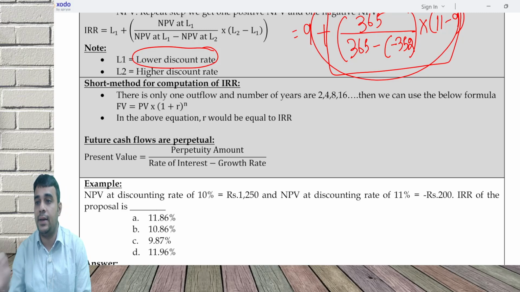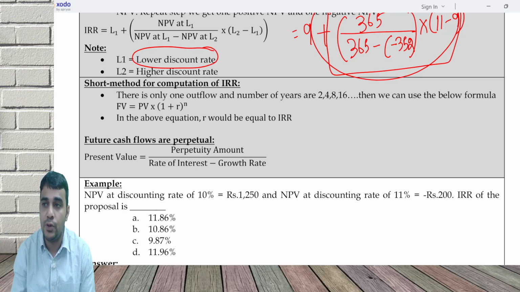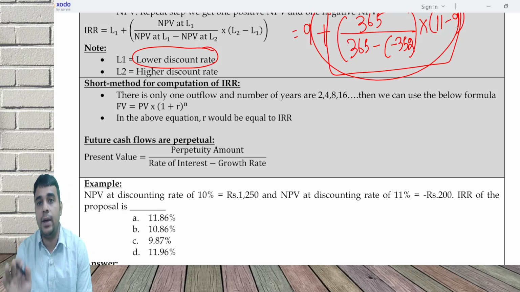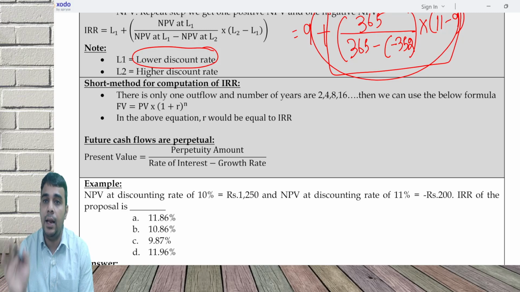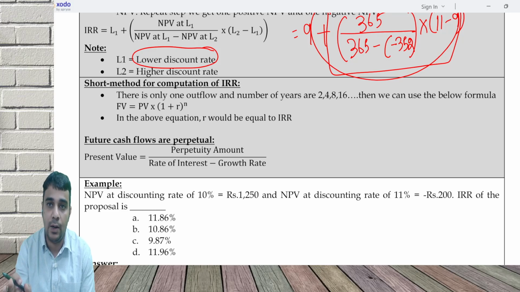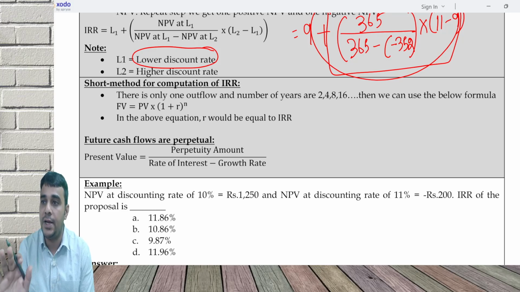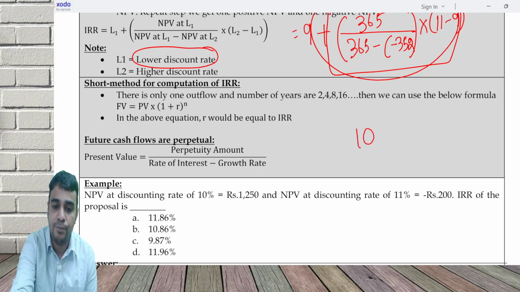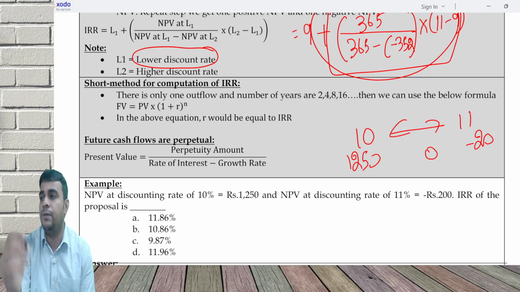You can do it in the timeline approach. You can do it in the formula approach, whichever is comfortable for you. The formula is L1, where L1 means lower discount rate, plus NPV at L1 divided by NPV at L1 minus NPV at L2, into L2 minus L1. This is an interpolation technique. The logic says you have 10, you have 11. 10 is 1250. 11 is minus 200. Somewhere in between you have a 0 NPV.